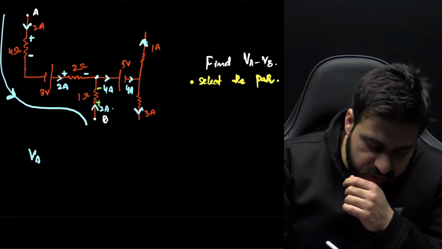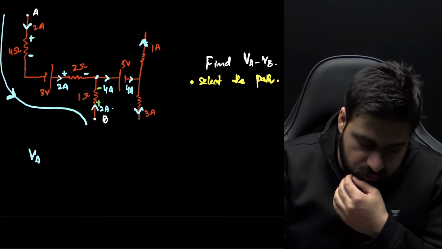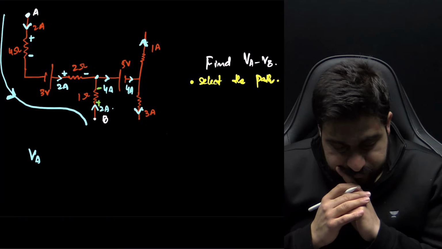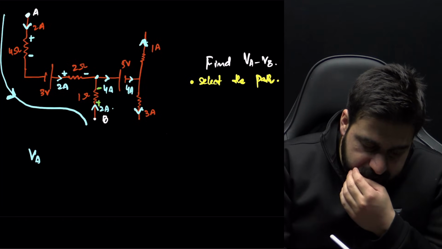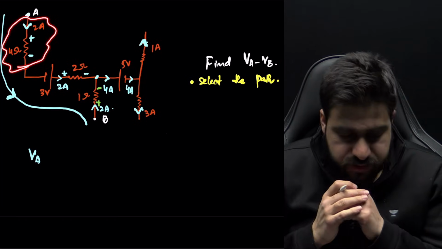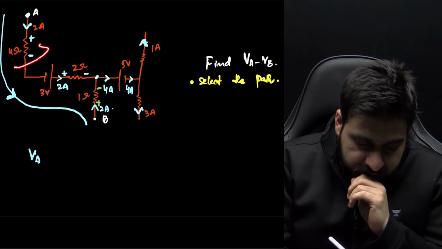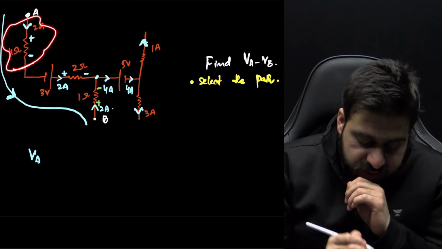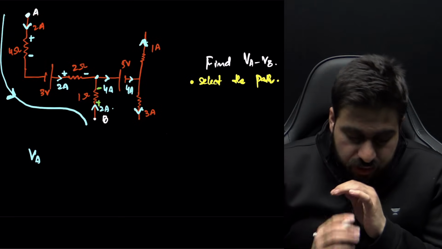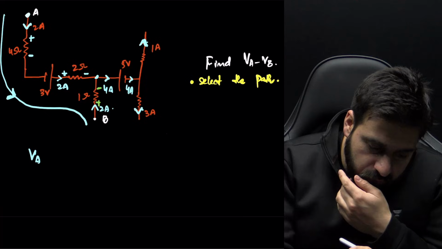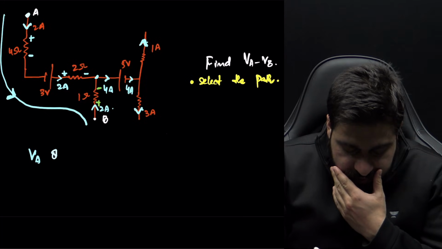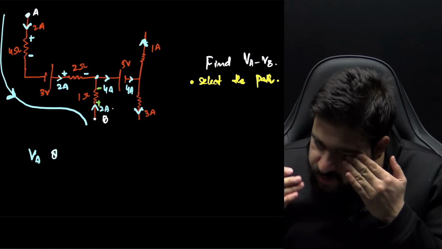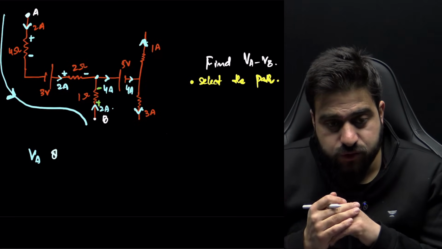Now first you write the potential of point A, VA. Then, my dear NEET aspirants, you write the potential drop in this resistor, that is I into R. What is the current over here? 2. R is 4. So that is 2 into 4, that is 8 volts. Potential difference in the resistor is I into R.